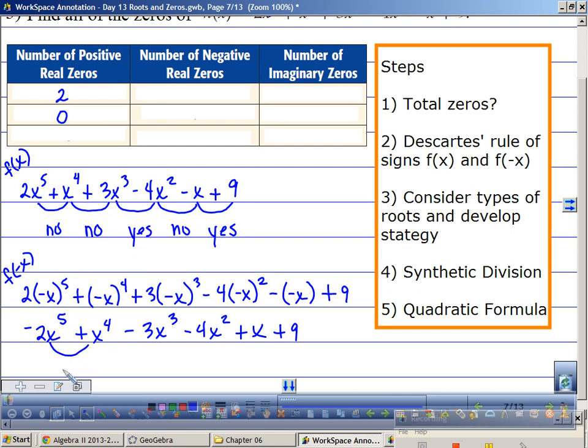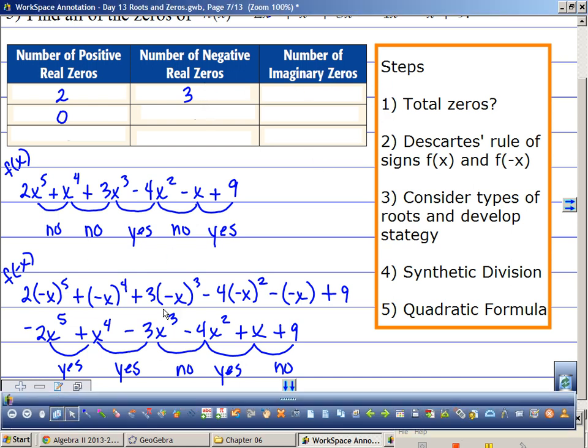Sign change? Sign change? Sign change? Sign change? Sign change? So we have possibly 3 real zeros in the negative direction for a total of, let me move this over.